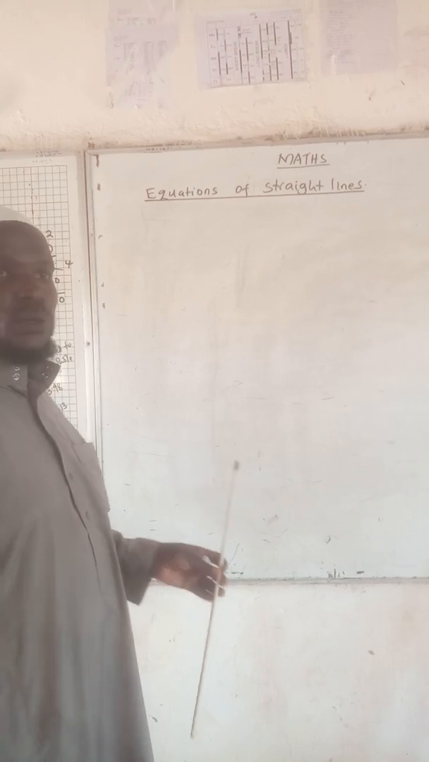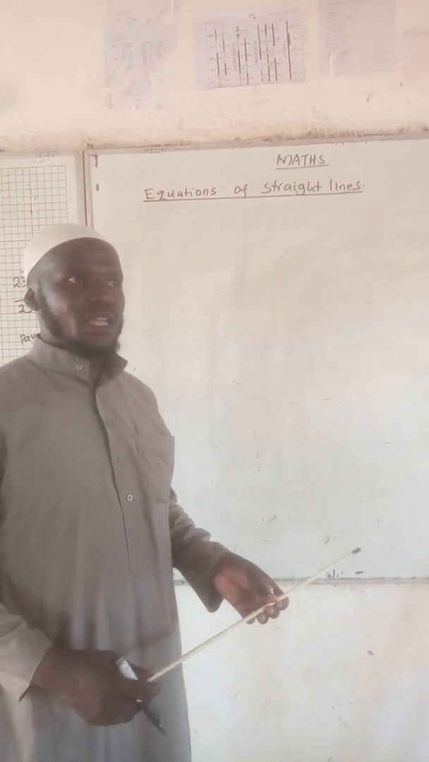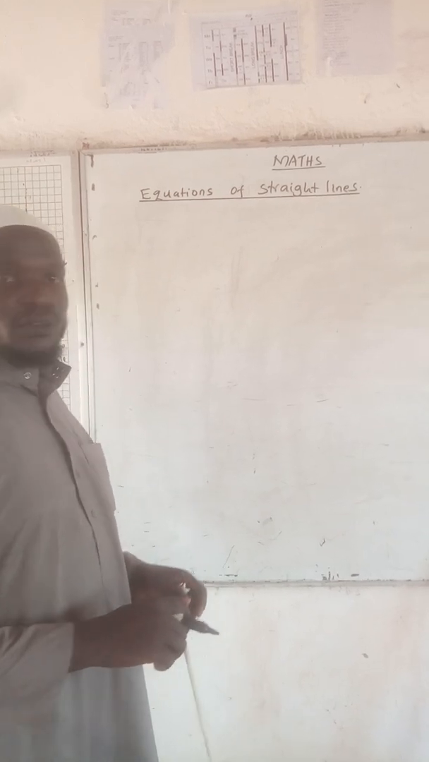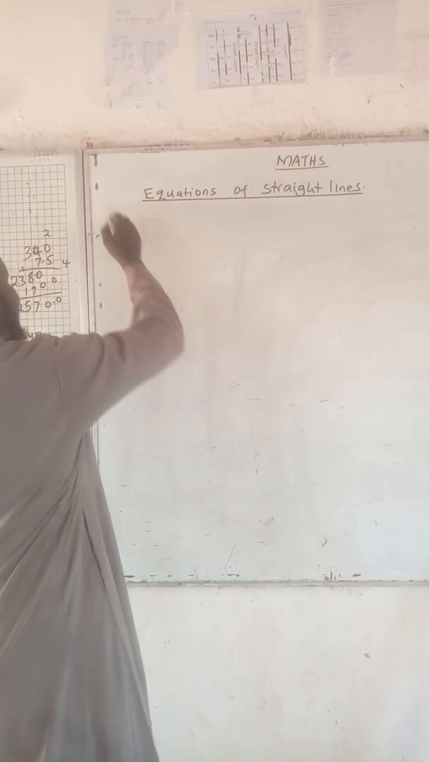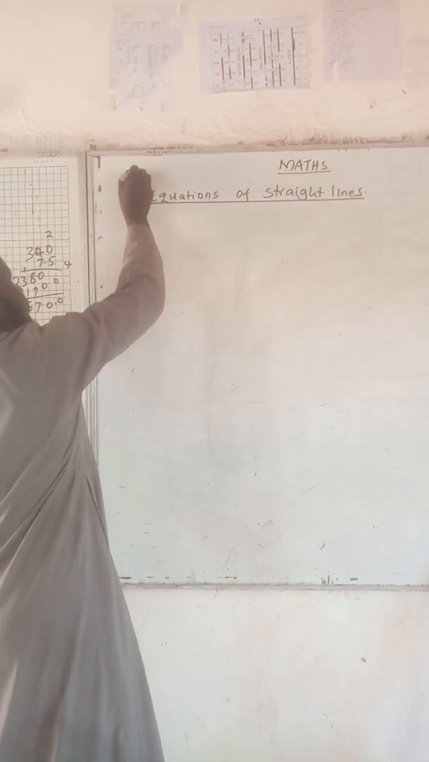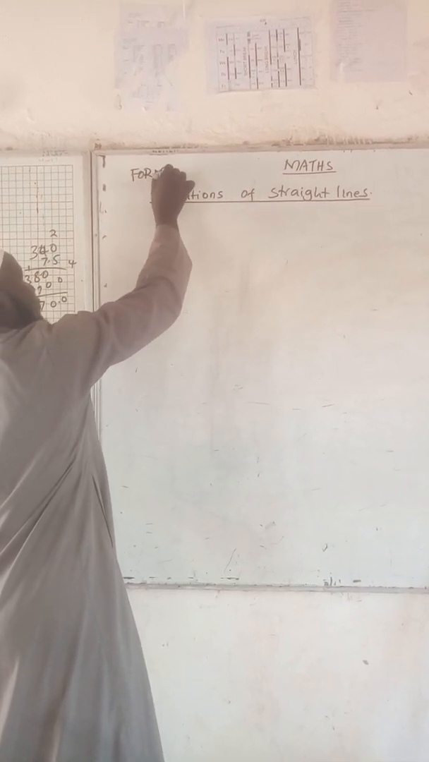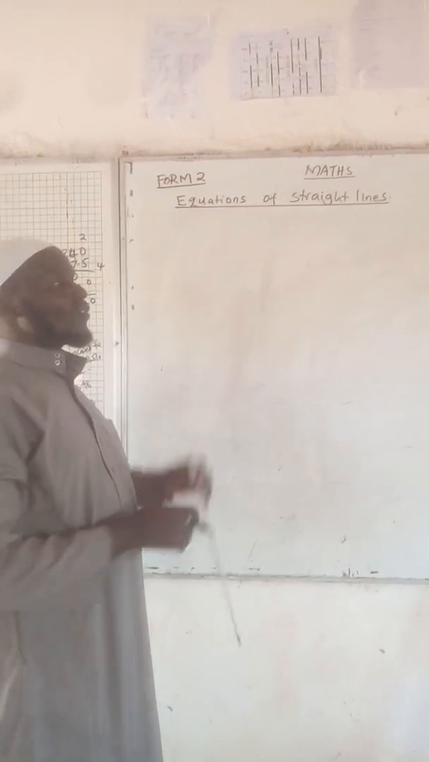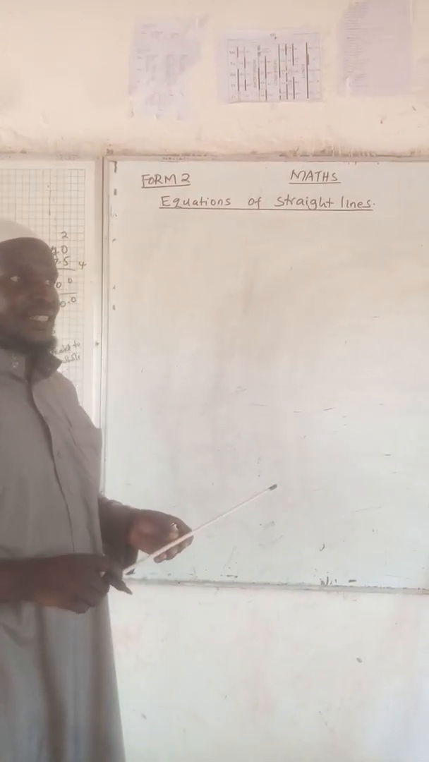Today we want to look at a subtopic in Form 2, equations of straight lines. This is for Form 2. Now, equations of straight lines.